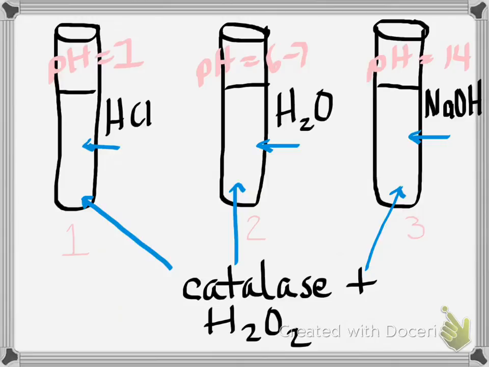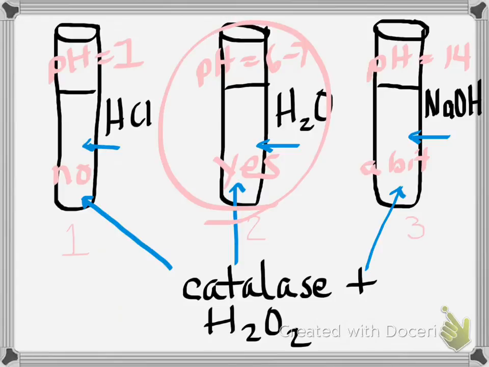Okay, did we get bubbling in test tube 1? No. Test tube 2? Yes. Test tube 3? We got bubbling in test tube 3? No, it was like a 1. So like no. Just a little bit? A bit. Okay, can you figure out what might be the optimum pH for catalase from this data? Yes. What? Yeah, near neutral. Works best near neutral. And when you went outside the optimum, too low or too high, it didn't work very well.